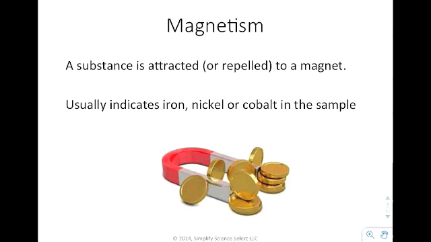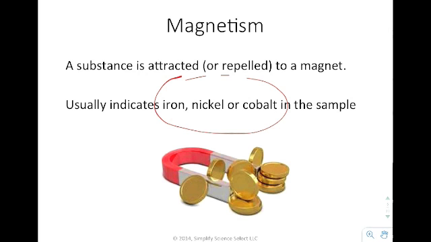Now, the first one that we have is magnetism. You should be familiar with magnetism. It's whether something is attracted or repelled by a magnet, and what that usually indicates is the presence of iron, nickel, or cobalt in a sample. Those are the three things that are magnetic without anything else being done to them.